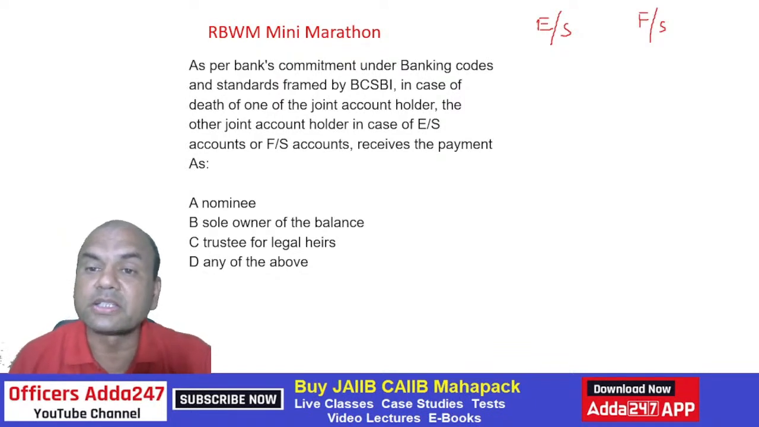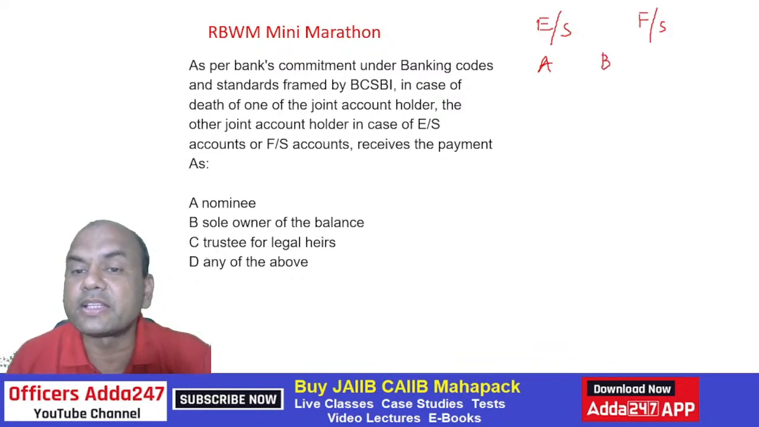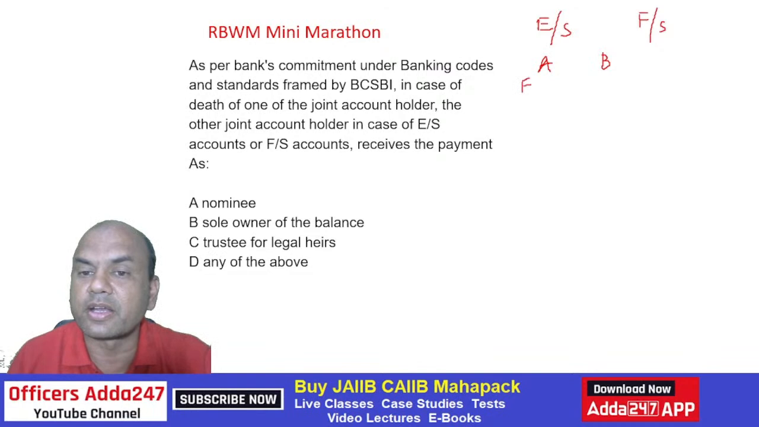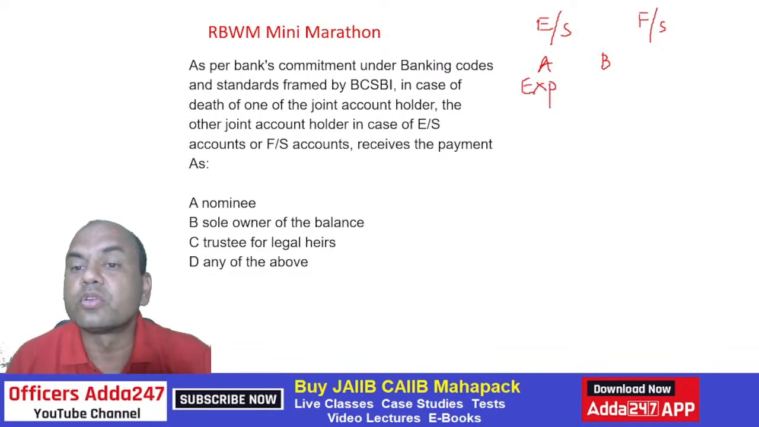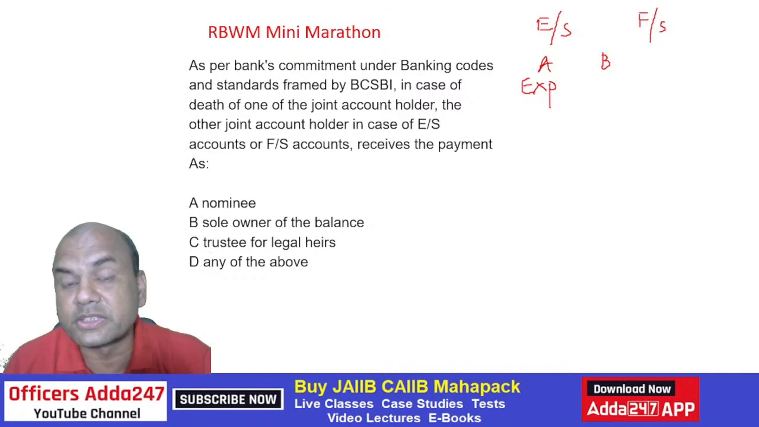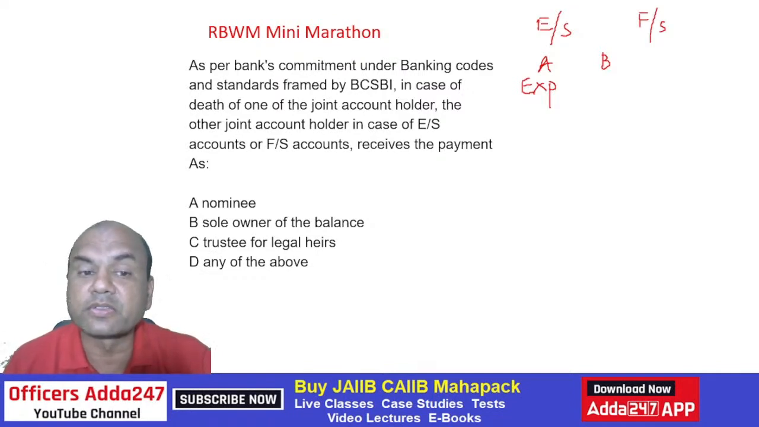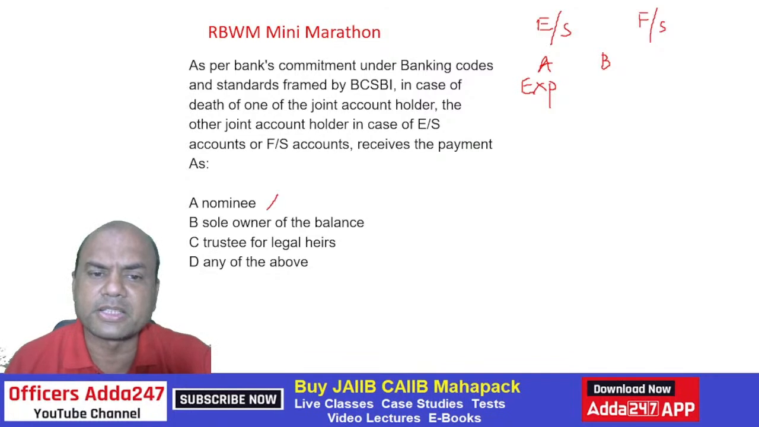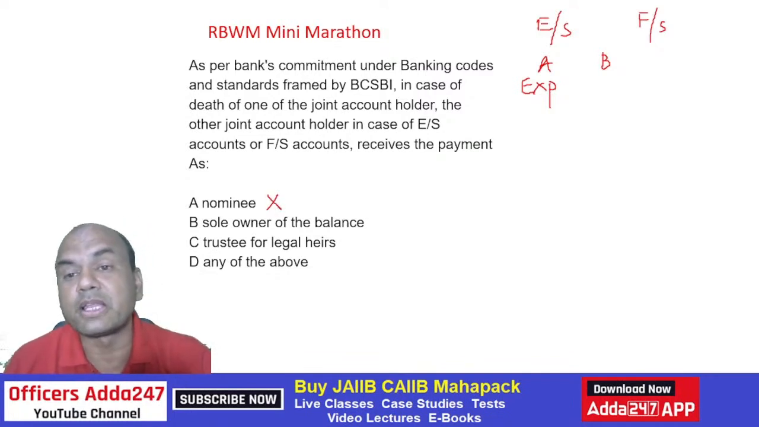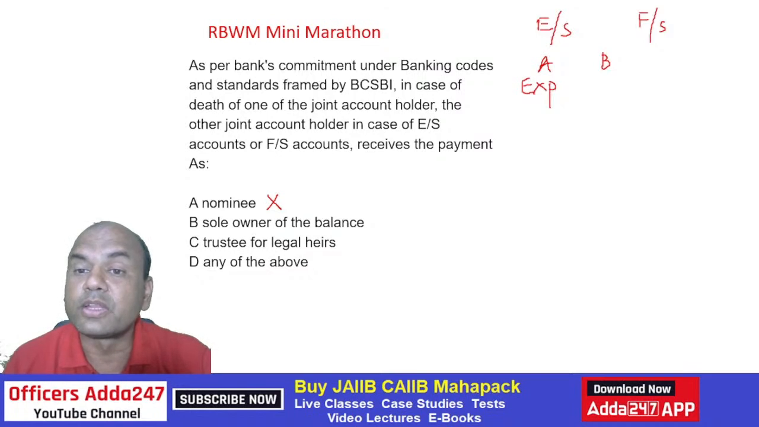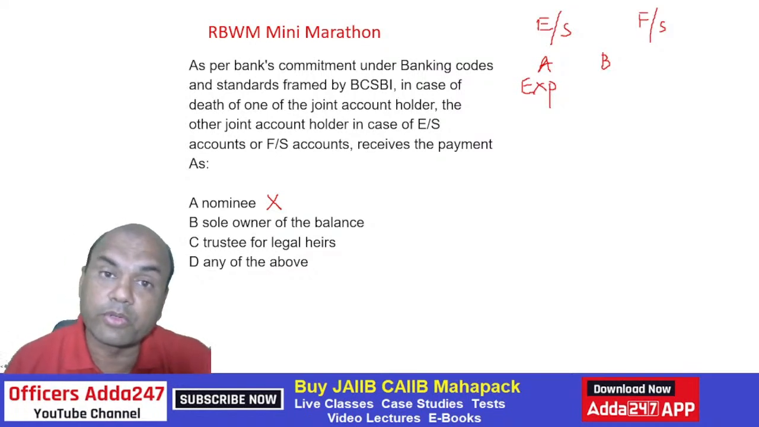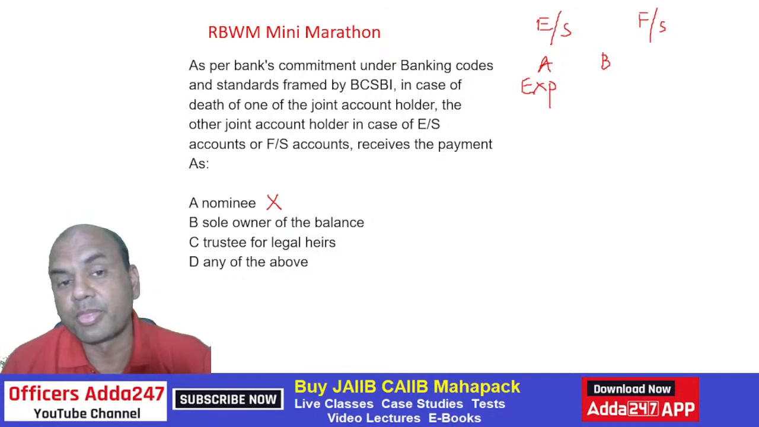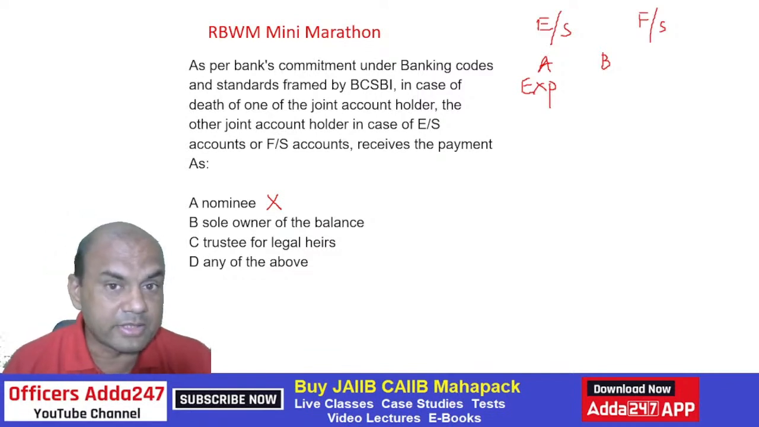See here, A and B have a joint account. If A has expired, how will B receive the funds? Will he or she receive the payment as a nominee? No. How can it be a nominee? Nominee is totally different. So nominee is not there. Sole owner of the balance. So this sole owner means what? Whether B becomes a complete owner. Many of you will get confused over here. I'll keep this as a suspense.